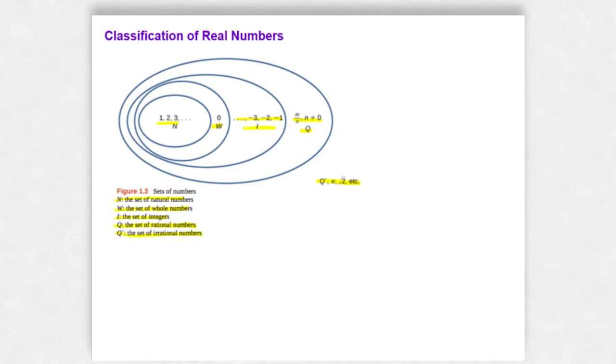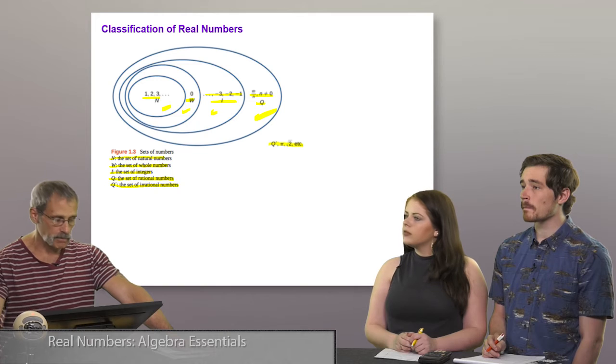And so with the real numbers, they're kind of embedded. In other words, all the rational numbers will include the integers, all the integers will include the whole numbers, and all the whole numbers will include the natural numbers.